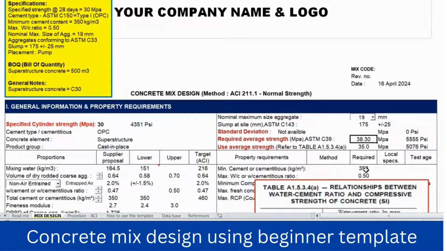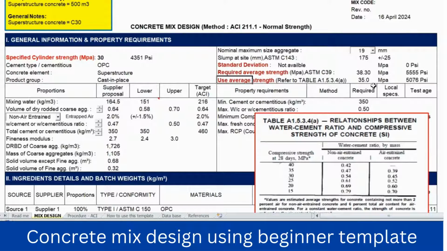The minimum cement content is 350. Water cement ratio is maximum 0.5. In this example, the required average strength has already been calculated, and it's showing 38.3 MPa or 5,555 psi. So if this is 38, let us use the average strength reference to this table of ACI, and to cover this required strength, you can choose to use the 40 MPa.